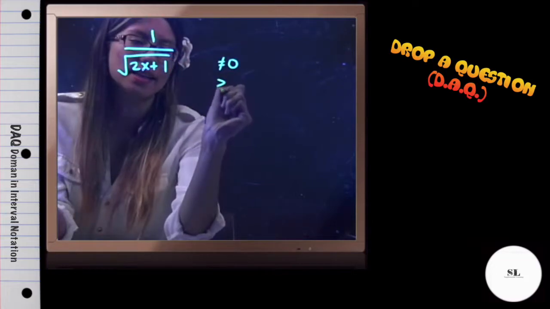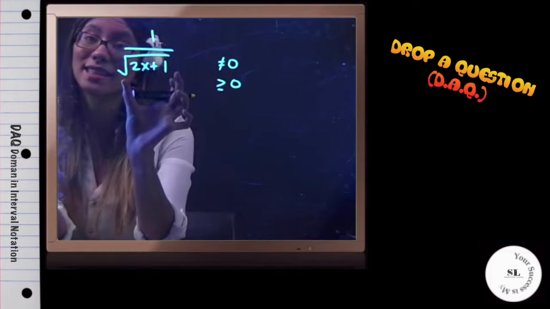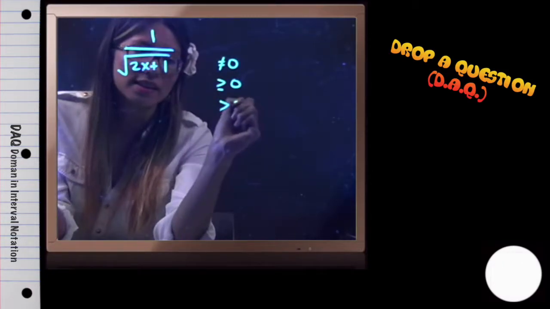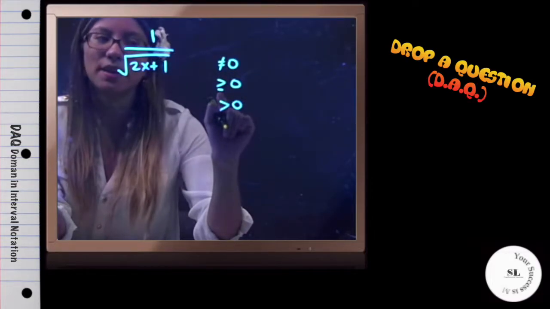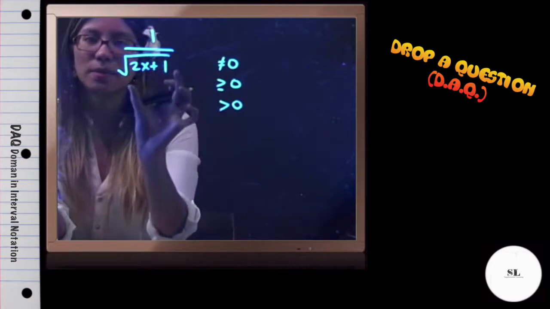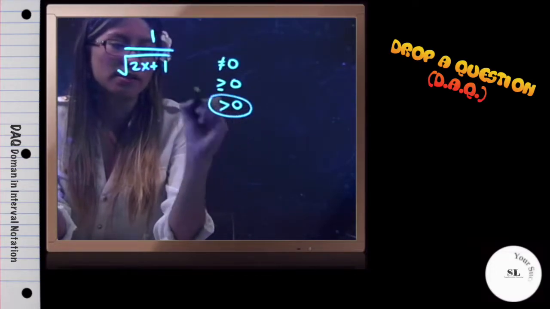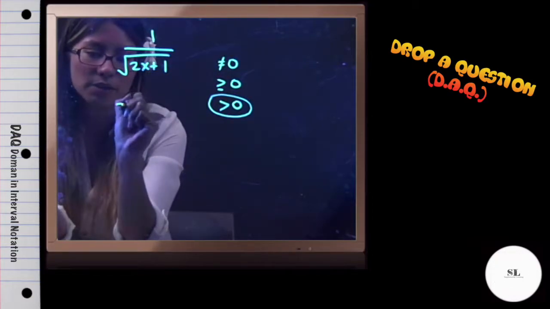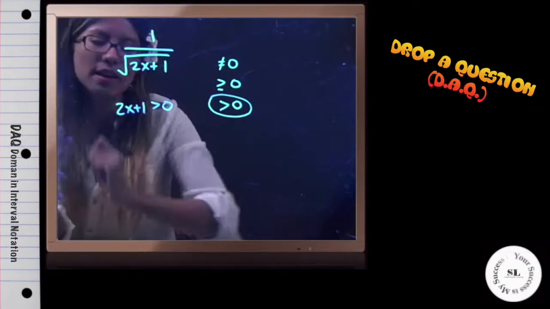tell us that it has to be greater than or equal to 0. Because the square root is in the denominator, we need to set the denominator just greater than 0. We know that it can't be equal to 0 because it's in the denominator of a fraction. So we're going to use this, just greater than 0. And that's what we're going to set the inside equal to. The inside of the square root, 2x plus 1, is just greater than 0.